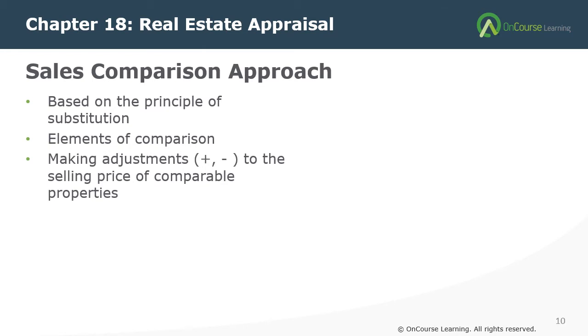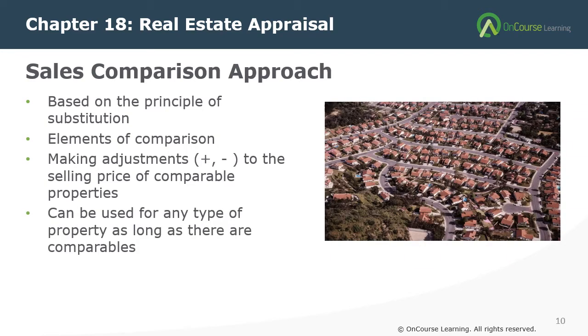We find comparable properties to our subject property, and then we have to make adjustments, positive or negative, to the selling price of those comparable properties. We are trying to make those comparables as similar as possible to our subject. The sales comparison approach can be used for any type of property, but it is most often used for residential owner-occupied properties. But it can be used for any type of property as long as there are true comparables to the subject.